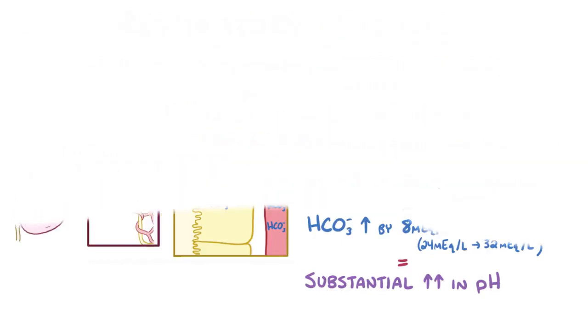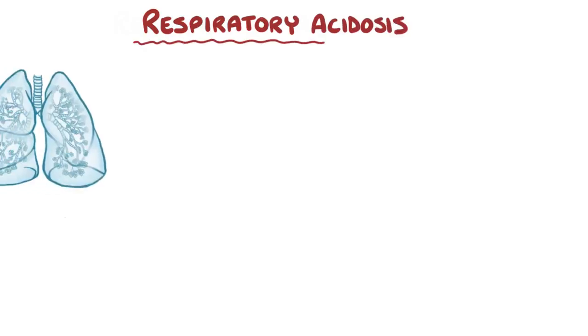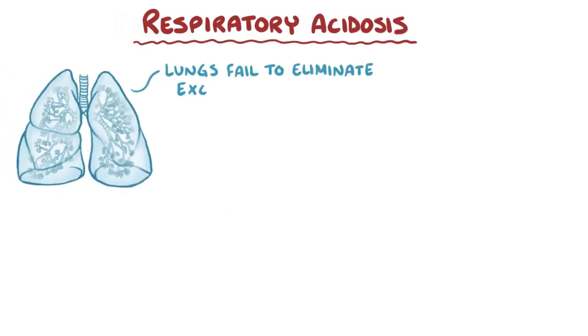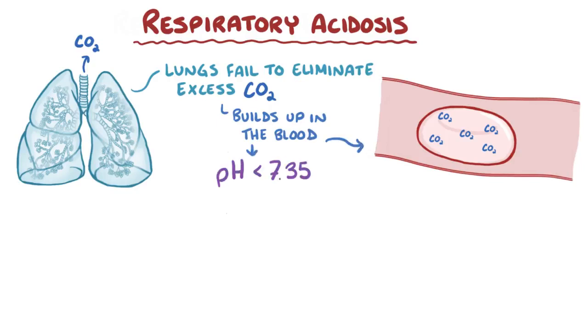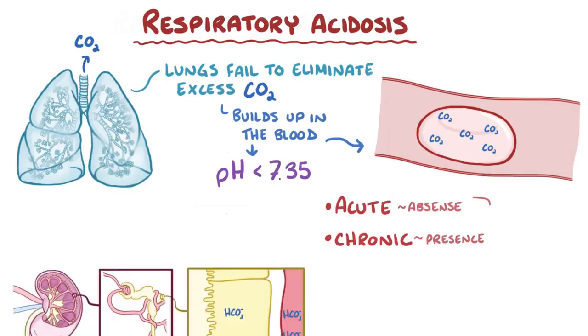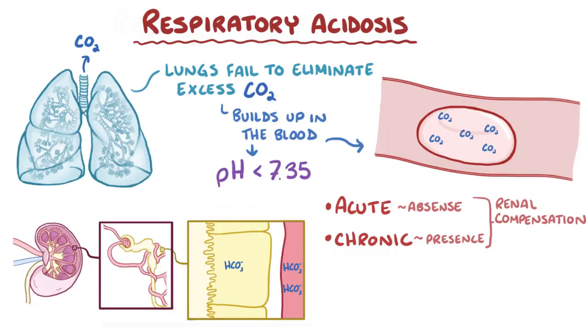All right, as a quick recap, respiratory acidosis happens when the lungs fail to eliminate excess carbon dioxide, which builds up in the blood, causing blood pH to fall below 7.35. It's divided into an acute and a chronic phase, according to the absence or presence of renal compensation, respectively, which raises bicarbonate concentration in the blood.